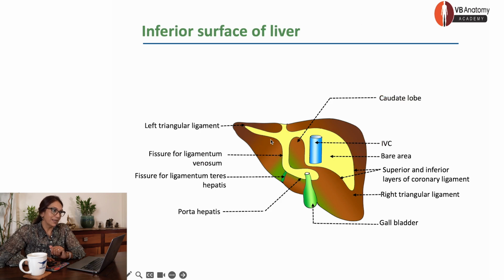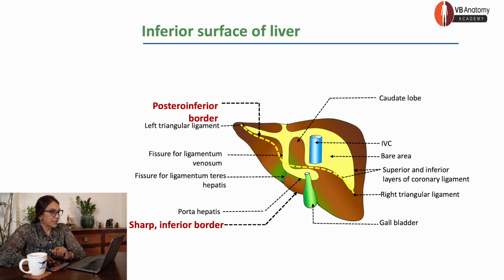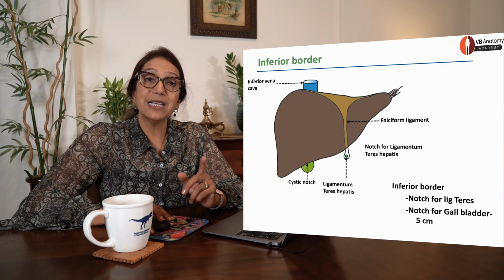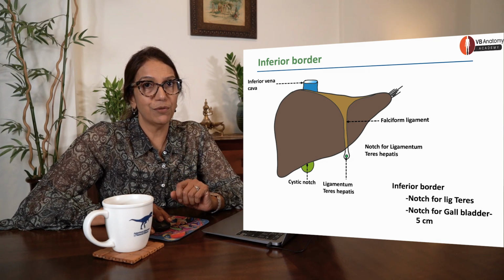Got it? Right. So now we'll go a little below and now come to the visceral part of liver. Remember I told you everybody is parietal but one is visceral, which is the inferior surface. So let's understand. This here was the postero-inferior border of liver. This here is the sharp inferior border, and the area in between them is the inferior surface or the visceral surface of liver.